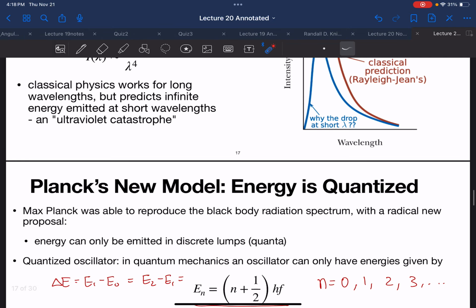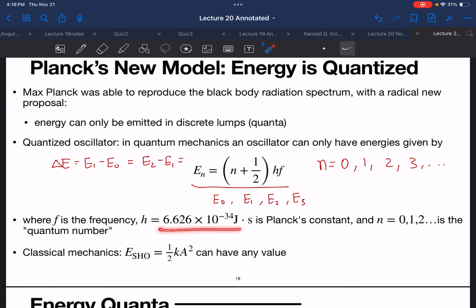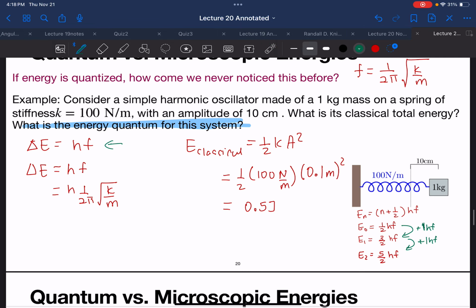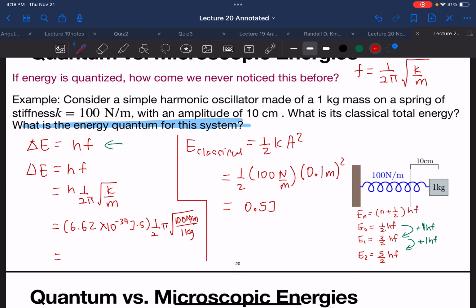So h is Planck's constant, which is this tiny, tiny number. Here's Planck's constant, 6.6 times 10 to the minus 34 joule seconds. So we plug that in for h: 6.62 times 10 to the minus 34 joule seconds, then 1 over 2 pi, and then the square root of 100 newtons per meter over 1 kilogram. And if you calculate all this out, you'll get that this is equal to 10 to the minus 33 joules.